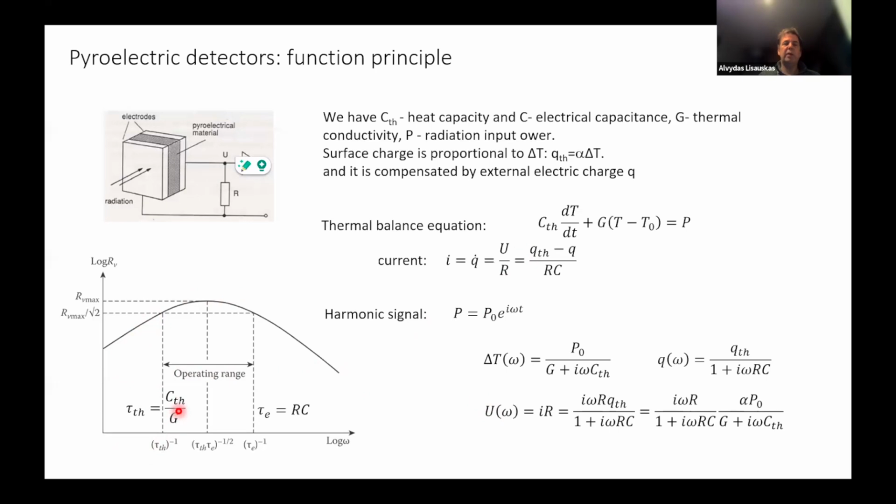One is thermal. Now it's opposite to bolometers: the same thermal mass and thermal capacity show that you have a maximum response there, and then there is the electrical tau, the RC limitation of this sensor. So the pyroelectric response has a cutoff at low frequencies, and then a limit at high frequencies, so band-pass characteristics.